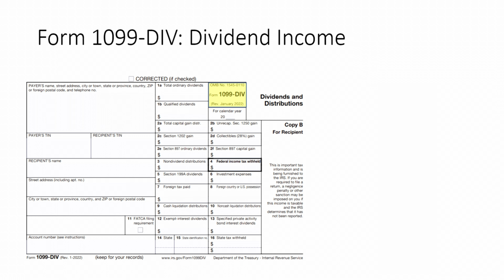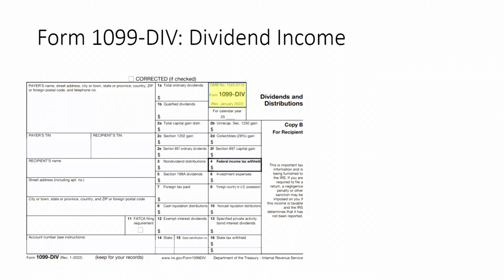A lot of these are not really relevant to the average person, so we're going to skip them, but capital gain distributions would be reported in 2A. If there's a non-taxable section 1202 gain, that would be reported here. It's not taxable, but it has to be reported on your taxes. Box number 3 is related to non-dividend distributions. And then box 4 is related to federal income taxes withheld.